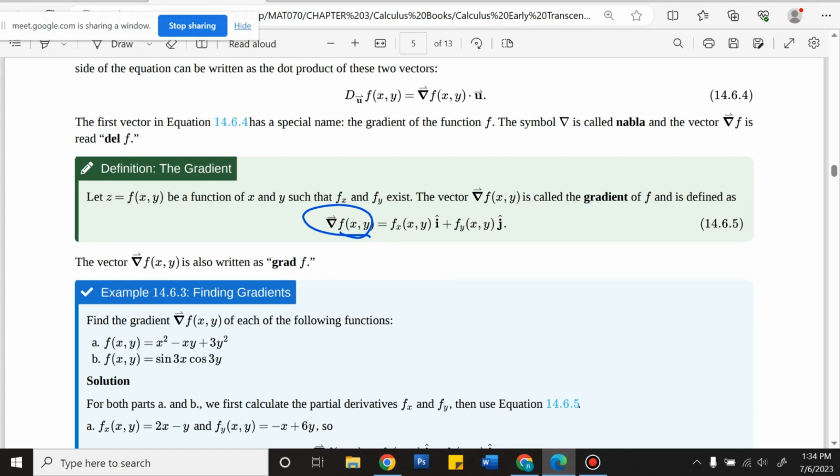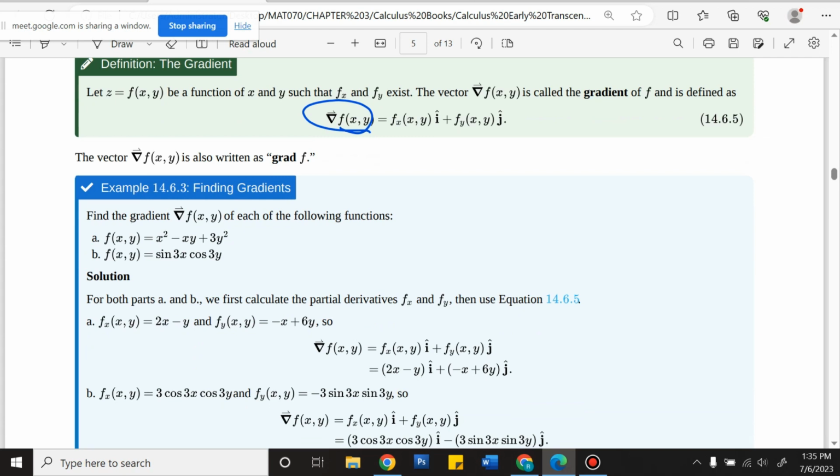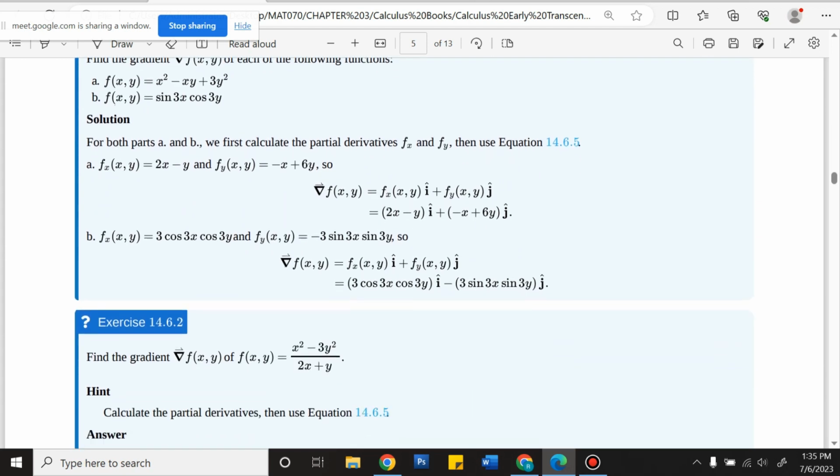In the directional derivative, we have cosine and sine. Then for the gradient, instead of cosine and sine, we have i and j. So basically, the formula for the gradient and the directional derivative is the same. Their only difference is, right, the cosine and sine versus i and j.